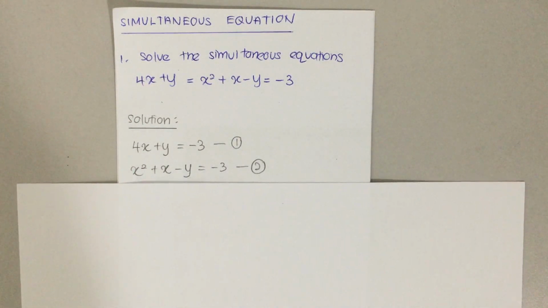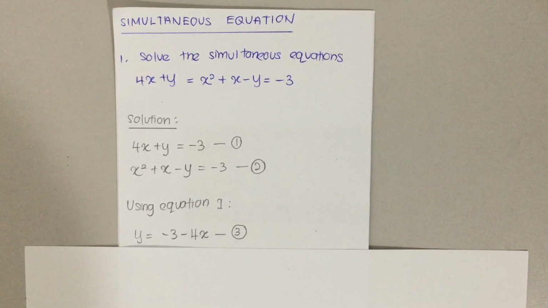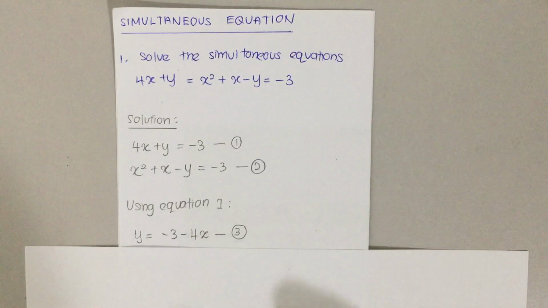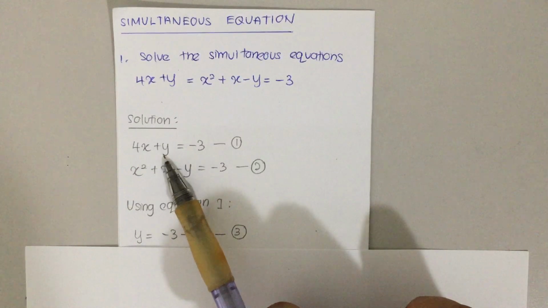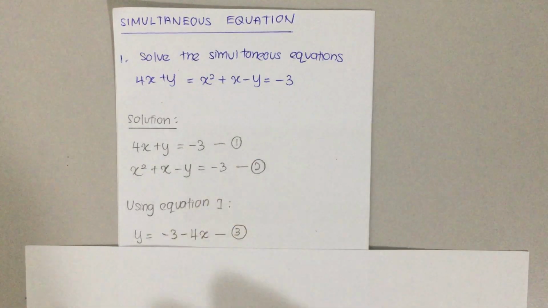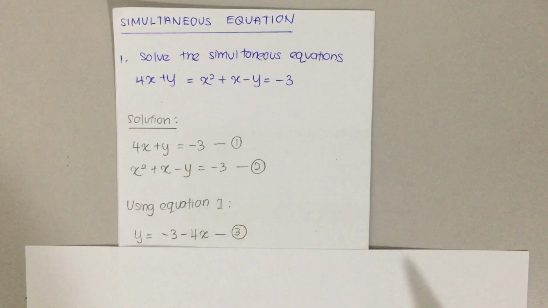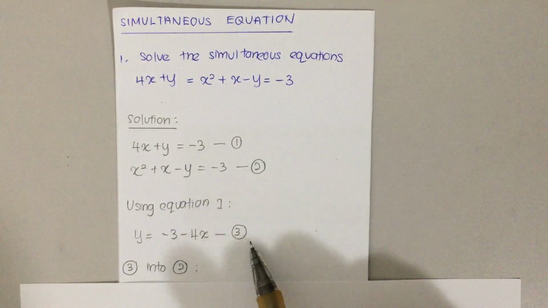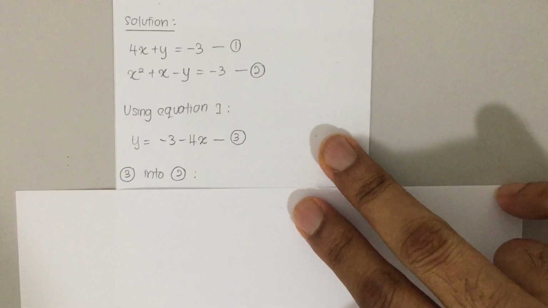What I'm going to do now is, using equation 1, I'm going to let y = -3 - 4x, which we can obtain from 4x + y = -3. To get y, you just move the 4x from the left hand side to the right hand side, which will get y = -3 - 4x. So this will be your third equation. Let us proceed. We're going to substitute this equation 3 into the second equation.